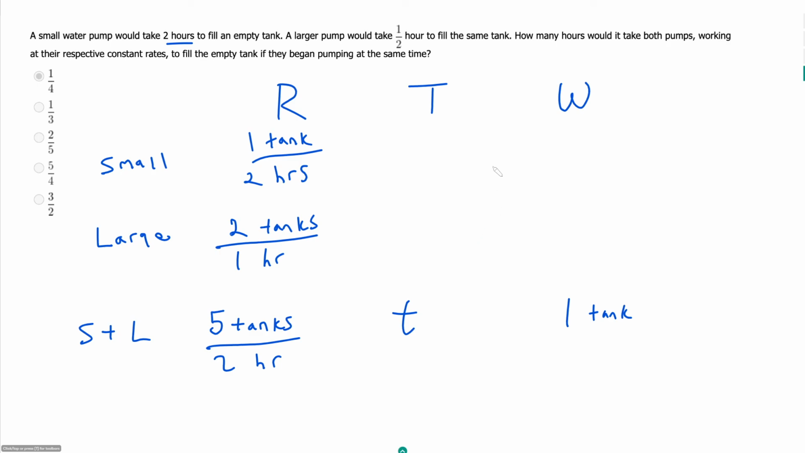Now I have an equation. 5 halves times T should be equal to 1. And I just got to solve for T. So multiply each side by 2/5. T is equal to 2/5 of an hour.